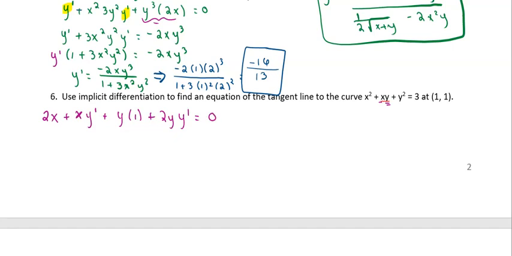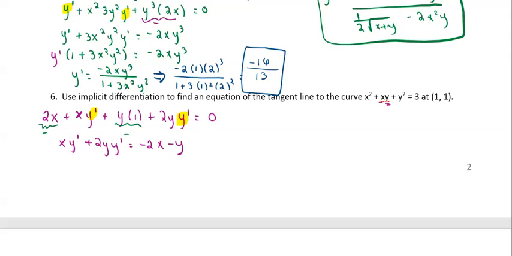So find your terms that have your y prime in them, put them on the left, move everything else to the right. So this one's going to need to be subtracted, this one's going to need to be subtracted, and then we'll leave our xy prime and our 2y prime on the left. So that looks like it's going to give us xy prime plus 2y prime equals, we need to subtract 2x from both sides, and we need to subtract y from both sides. All right, we're making progress.